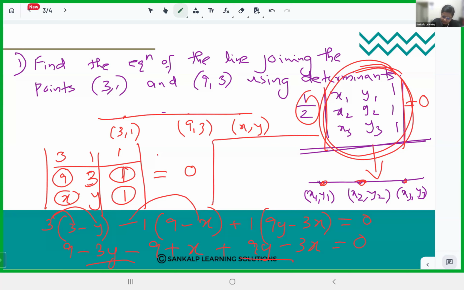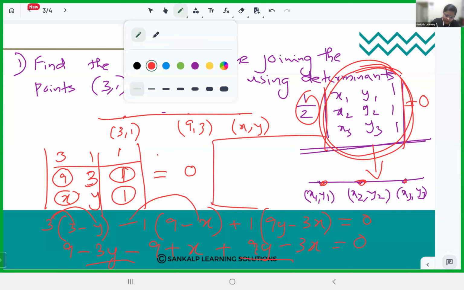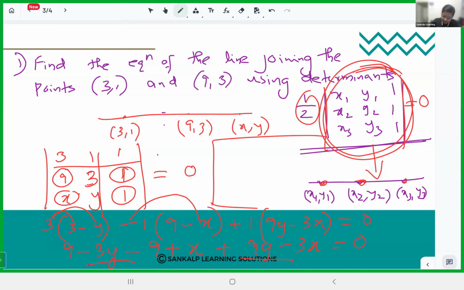So I am going to write it here, okay? So minus 3y plus 9y is equal to 6y. And what else is remaining? x minus 3x. x minus 3x can be written as minus 2x, right? Minus 2x equal to 0. So you can take 2 outside from this, right? So 2 into 3y minus x equal to 0.